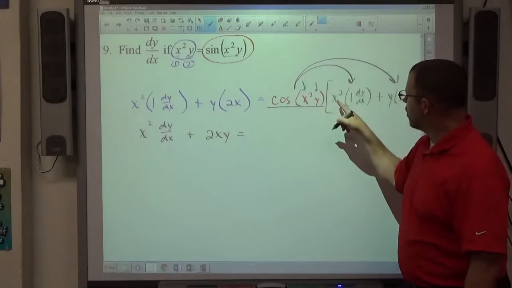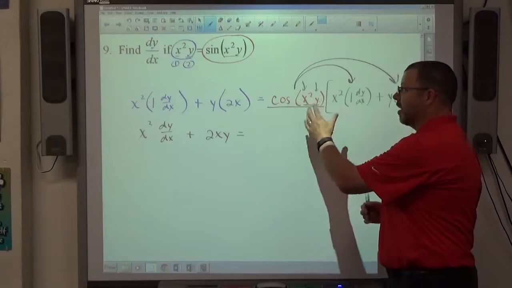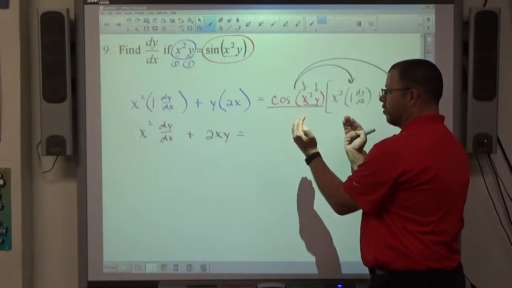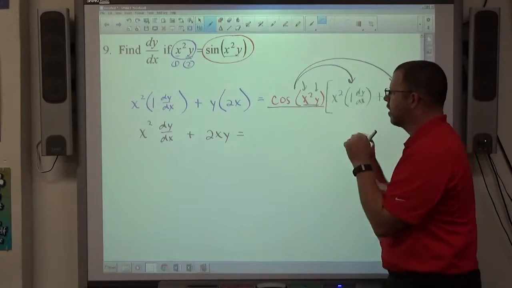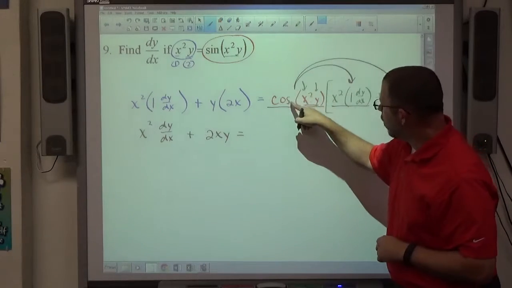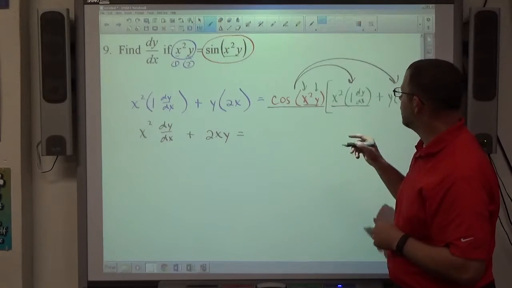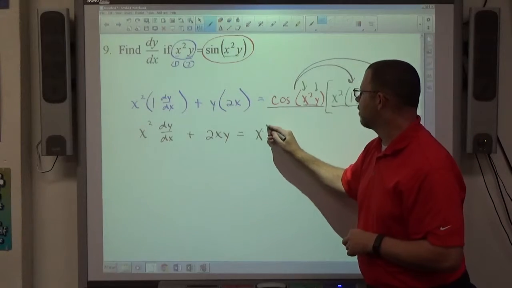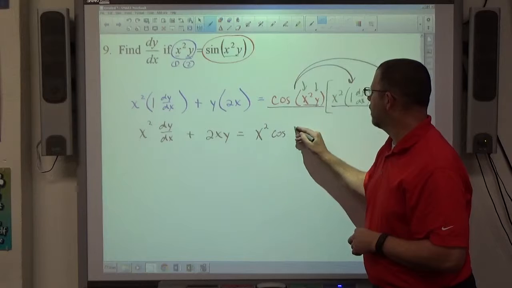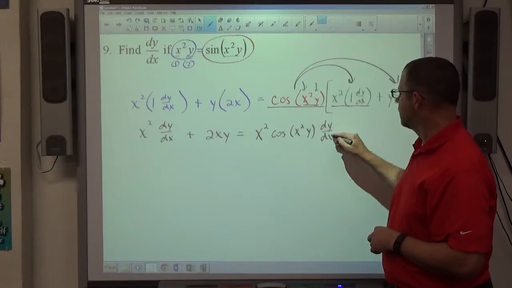So if I look at this first multiplication, this x squared y is protected. So cosine of x squared y, all this red stuff is together as one thing. There's no distributive property going on in there. But this whole thing is being multiplied by this whole thing. One object times one object times one object times one object. Everything's just single objects being multiplied. So I'm going to put x squared in front, cosine parentheses x squared y, and then dy/dx.